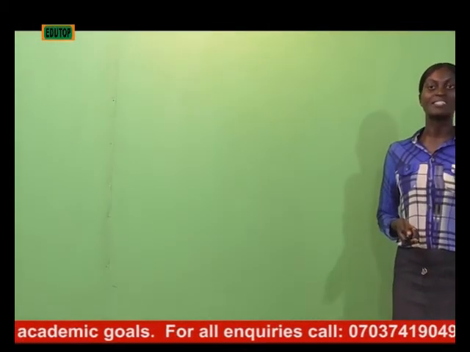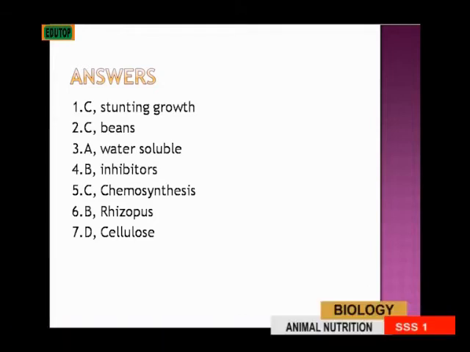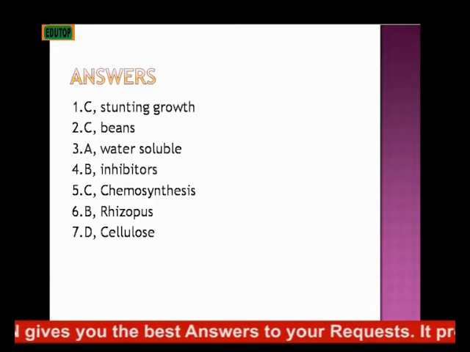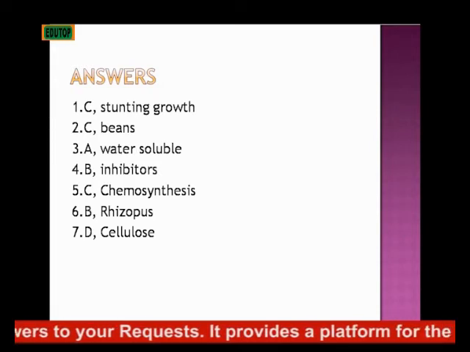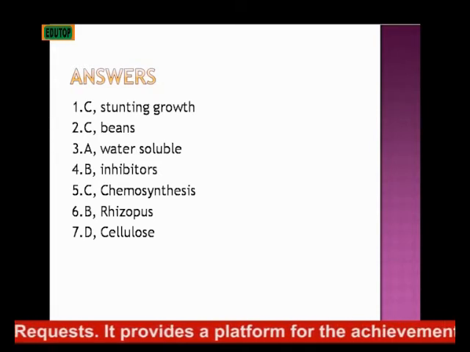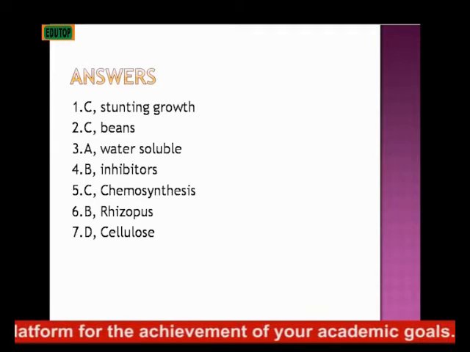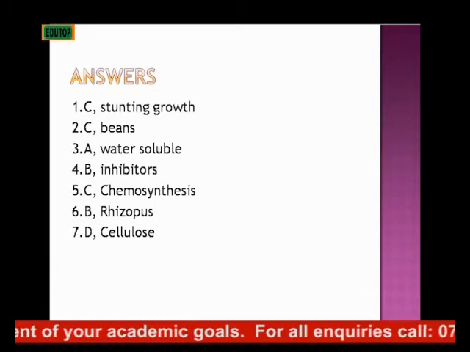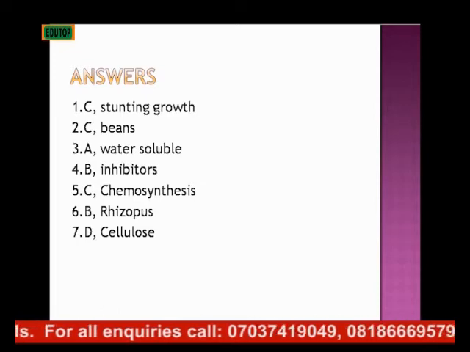Number 1 is C. Good quality food will perform all the functions. It will supply energy, will provide resistance against malaria and every other disease, and will maintain health, but good quality food will not give stunted growth. So the answer is C, stunting growth. Number 2, the answer is also C. Examples of food substances are roughages, water, and protein. Beans is not an example of the class of food substance. So the answer is C, beans.